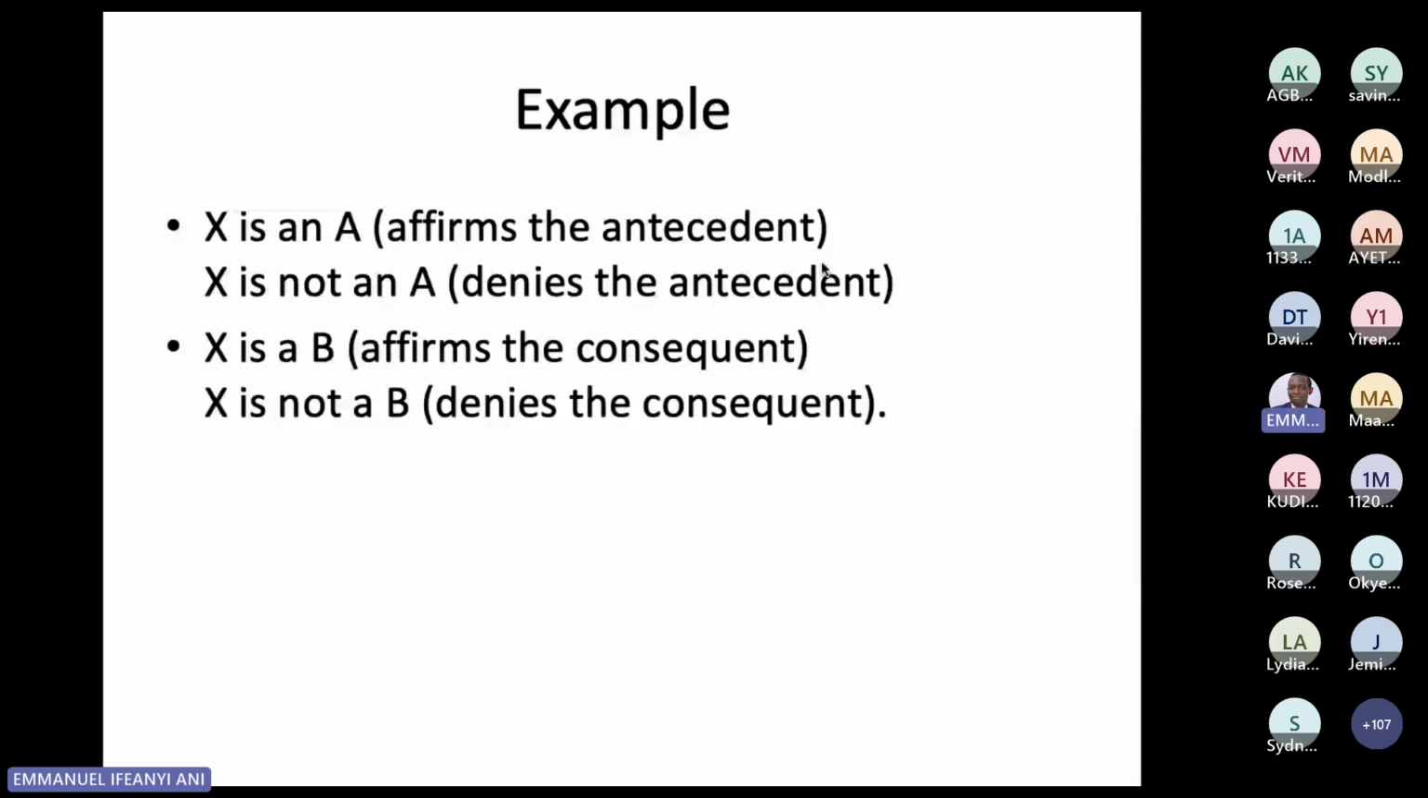So we have said that all A are B, or if A then B, A is the antecedent. Any of these statements referring to A or B is either affirming or denying the antecedent, or affirming or denying the consequent. X is an A, affirms the antecedent. X is not an A, denies the antecedent. X is a B, affirms the consequent. X is not a B, denies the consequent.